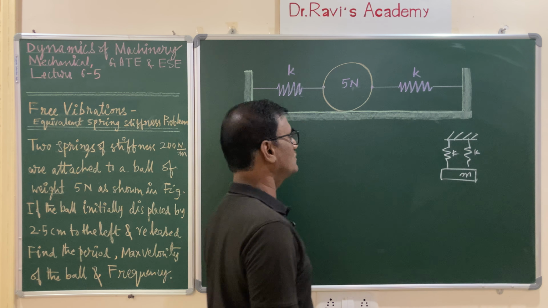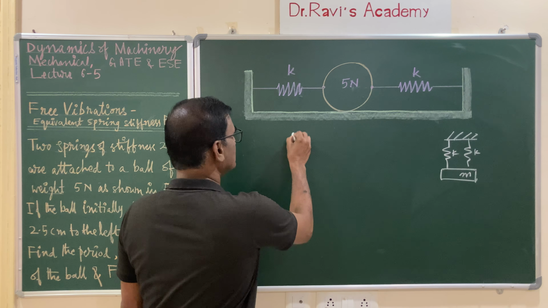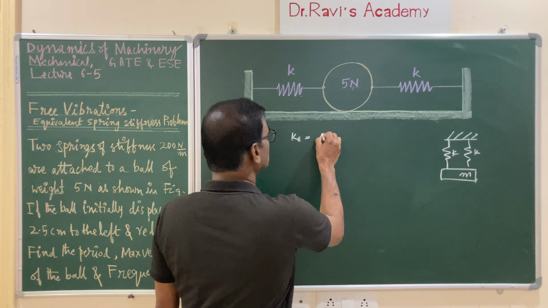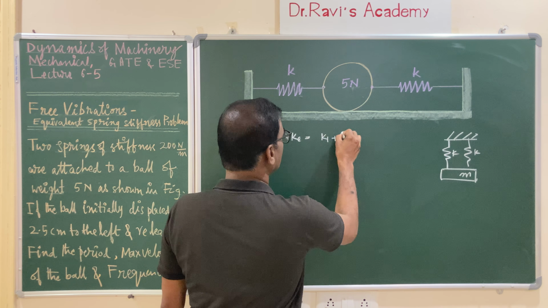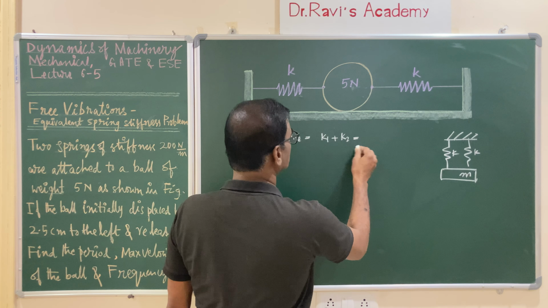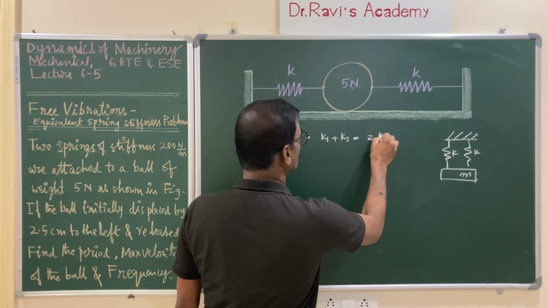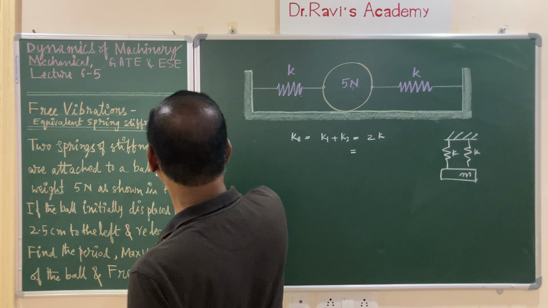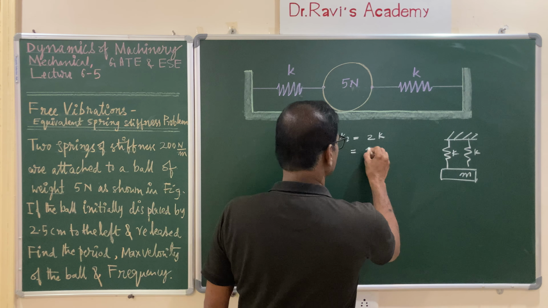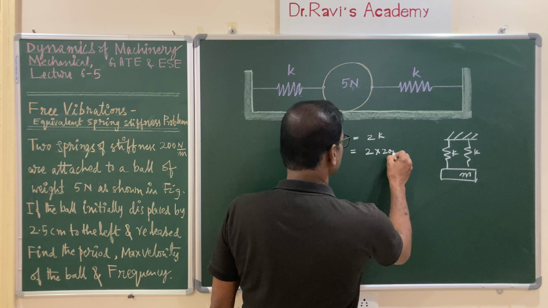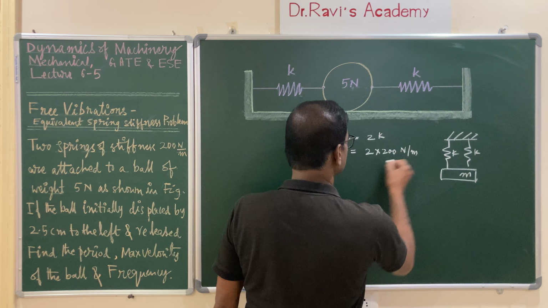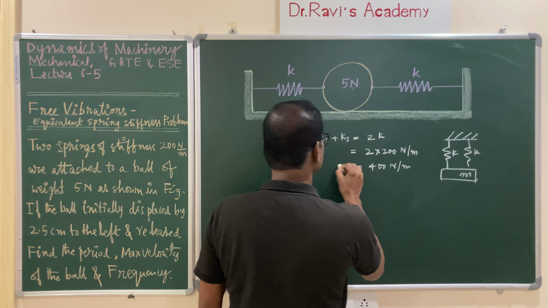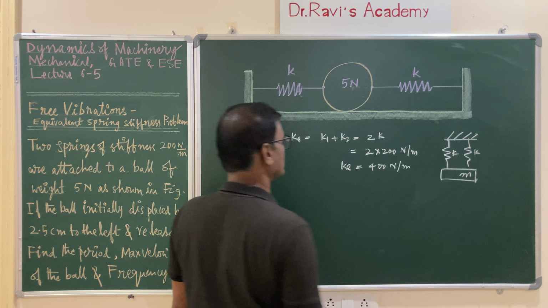So as you know how to calculate the spring stiffness, Ke is equal to the algebraic sum of k1 and k2. In this case, both are k, so it is 2k, and that k value is given, the spring stiffness is given, it is 200 Newton per meter. So 2 into 200 Newton per meter, that is 400 Newton per meter. So this is the equivalent spring stiffness.